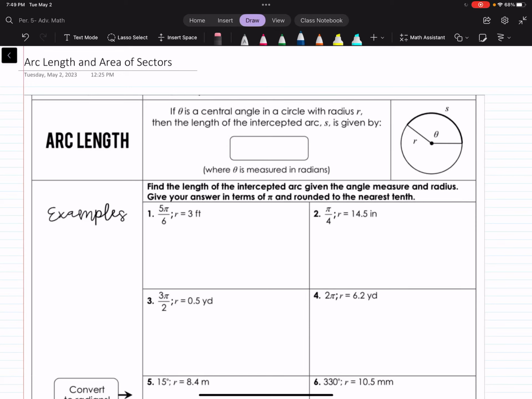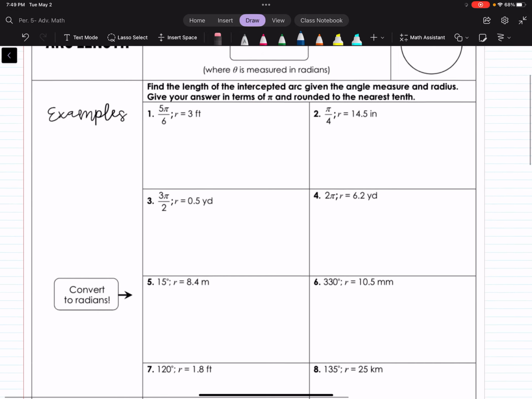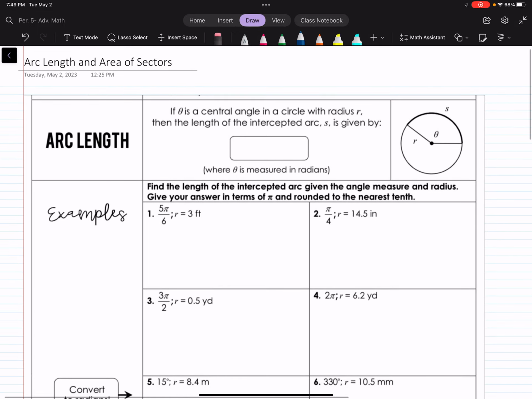Hey everyone, so the title for these notes is arc length and area of sectors. Today we're going to start off with arc length and then we will go on to area of sectors. So let's start off with arc length. What is arc length?